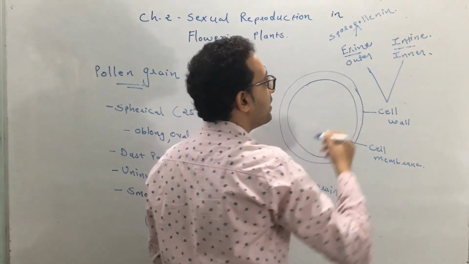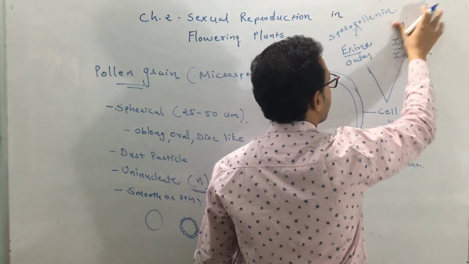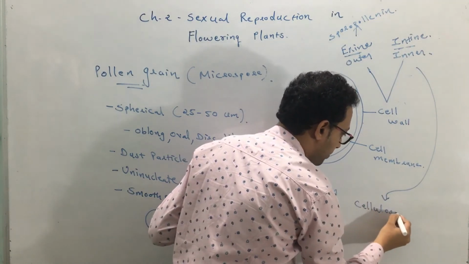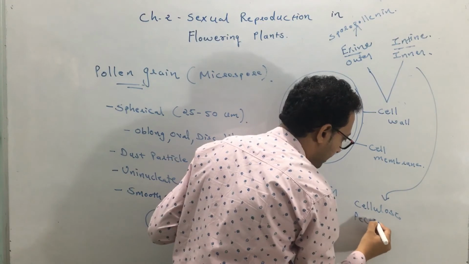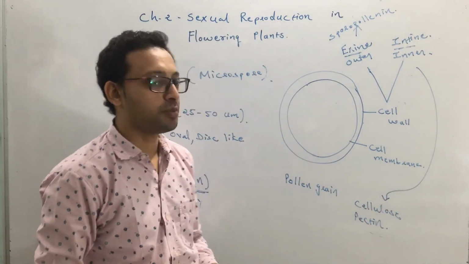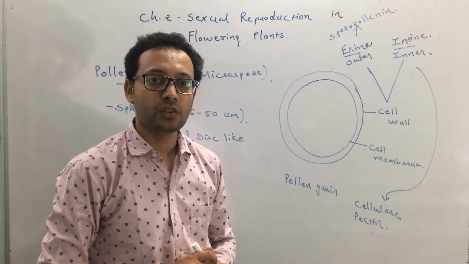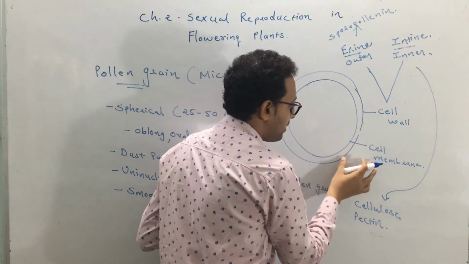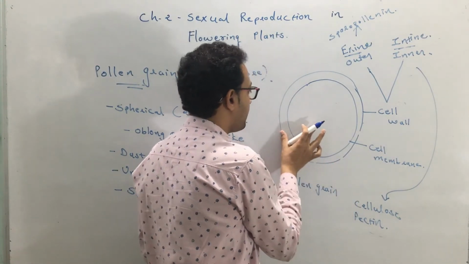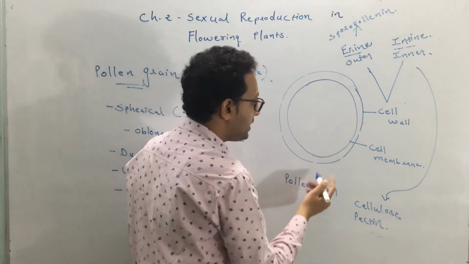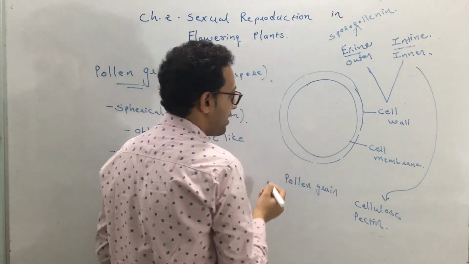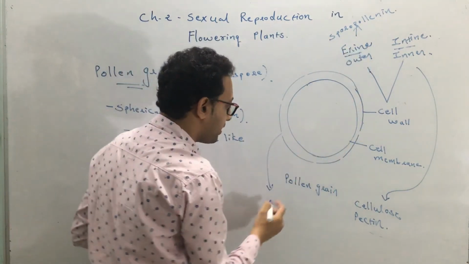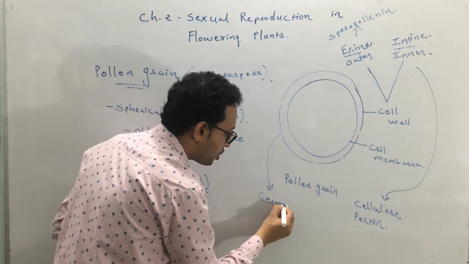It is the inner layer. This inner layer is made up of cellulose and pectin. Okay, so the inner layer is made up of cellulose and pectin. But if you see this outer layer exine, there are certain places in the exine where sporopollenin is absent, like this place. Where the sporopollenin is absent in the exine, this place is called the germ pore.